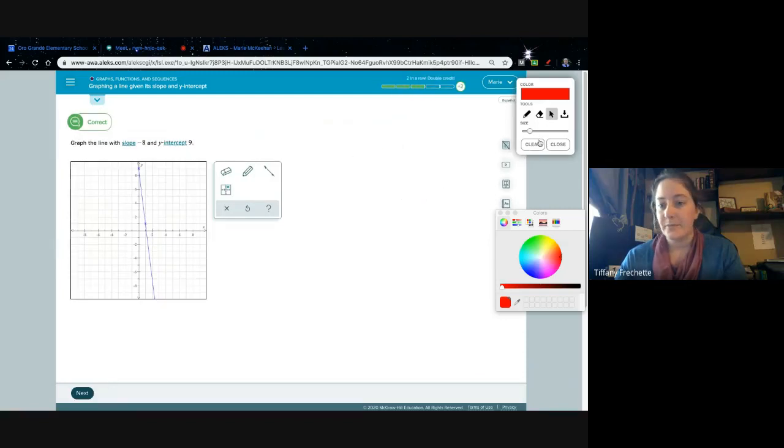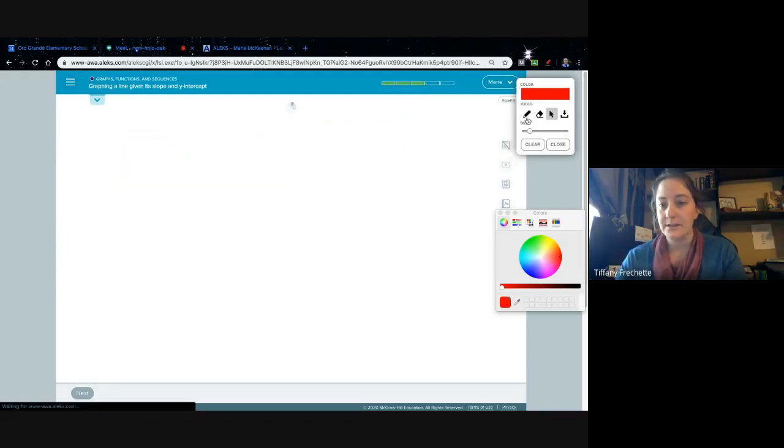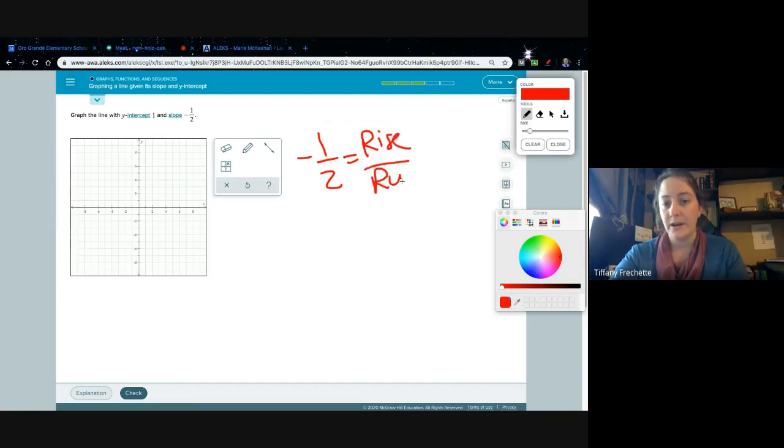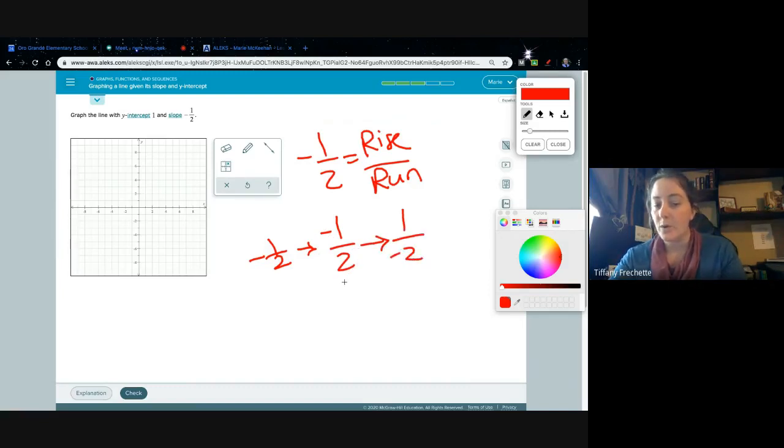All right, one more. Next. Now they give us a y-intercept and a slope, and this time the slope is a fraction. We just want to remember it's rise over run. The negative is written in the middle like this, but you can also write it on the top or on the bottom. So that negative can belong to the 1 or the 2. It doesn't matter which one, as long as there's only one negative.